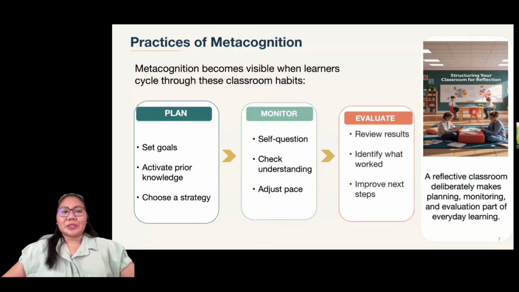Practices of metacognition. Metacognition becomes visible when learners cycle through these classroom habits. Plan, monitor, evaluate. Plan is to set goals, activate prior knowledge, choose a strategy. Monitor: self-question, check understanding, adjust pace. Evaluate: review results, identify what worked, improve next steps. A reflective classroom deliberately makes planning, monitoring, and evaluation part of everyday learning.